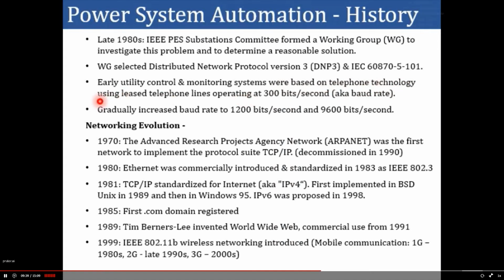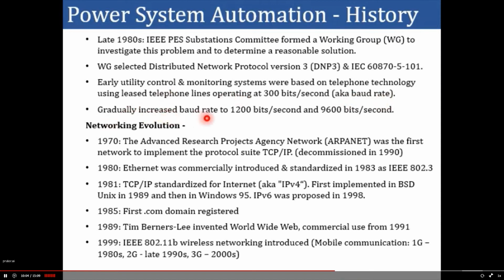So early utility control and monitoring systems were based on telephone technology, because at that time we did not have matured mobile communications. So most of the communication used to happen through telephones. The normal speed which we get through telephone lines was around 300 bits per second, which we generally know by the name of baud rate.